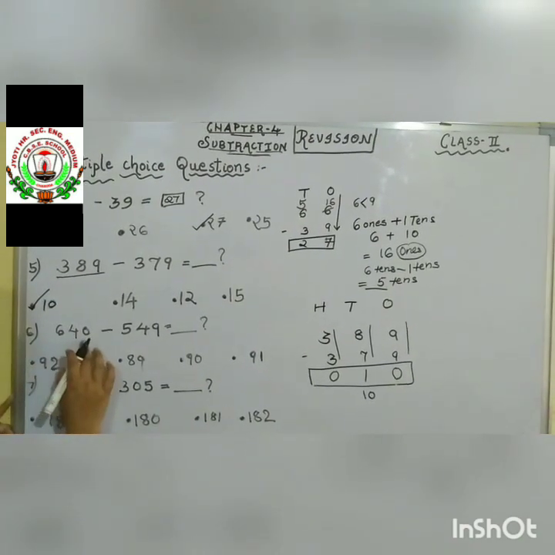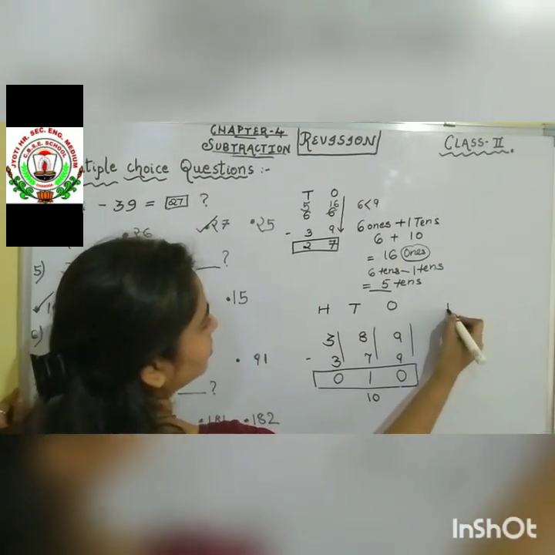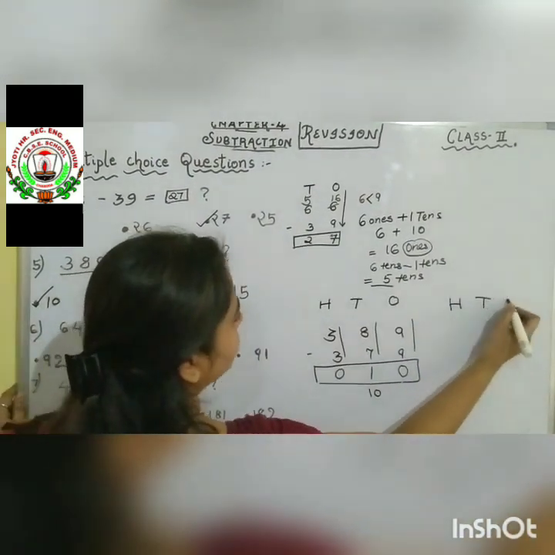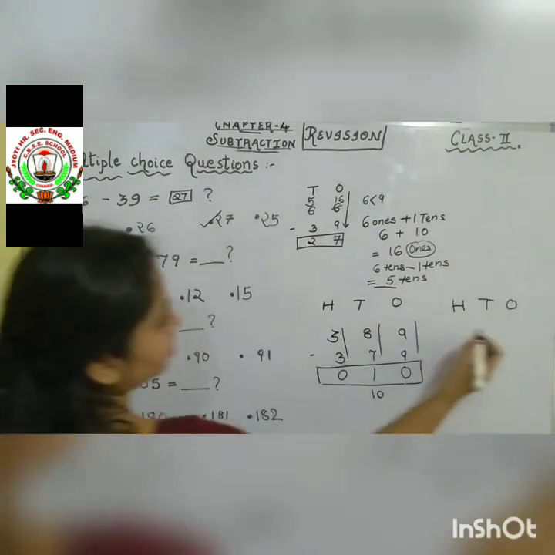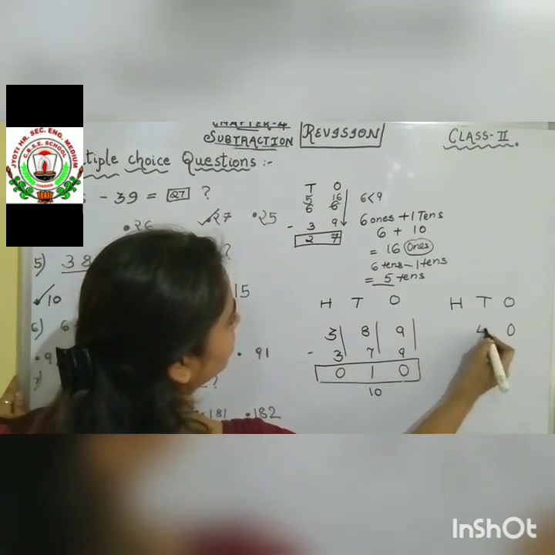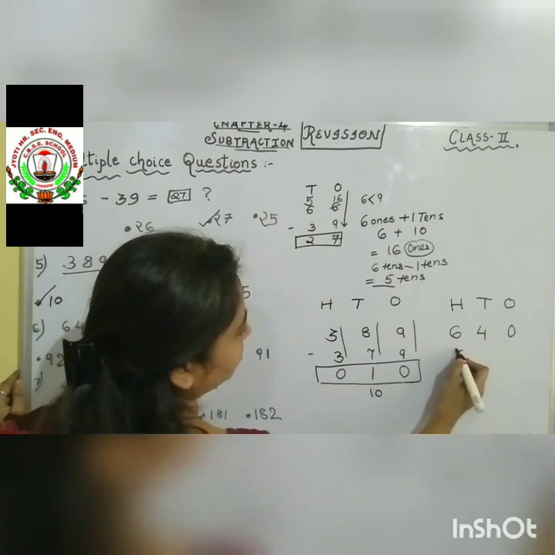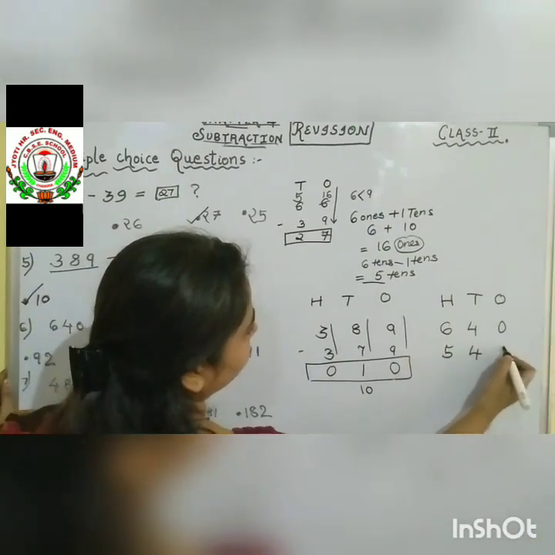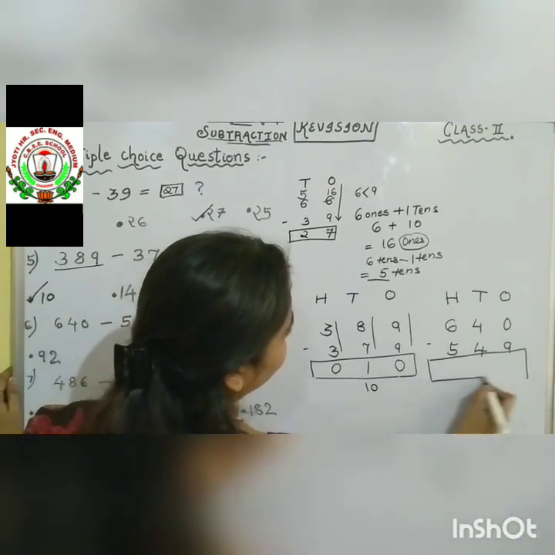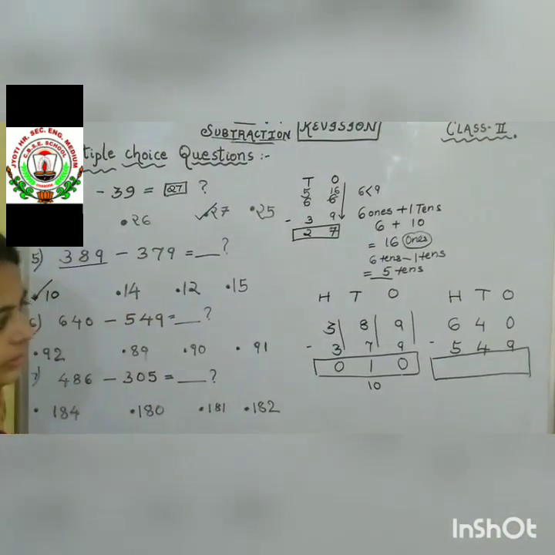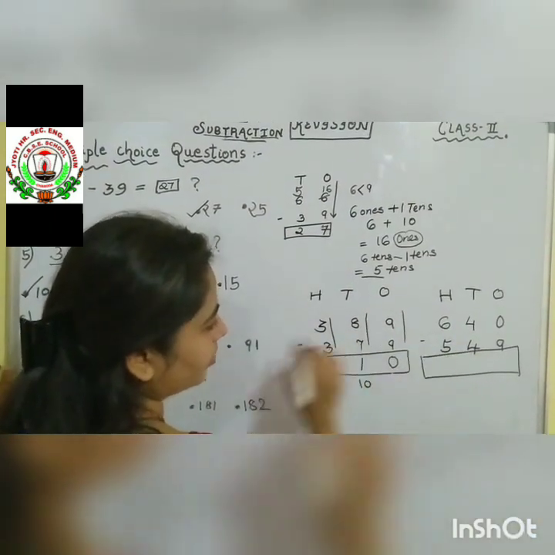Next question is 640 minus 549. Again 3 digits. Let us see. Hundreds, tens and ones. Okay. 640. Then 549. So, how to do this, children? Can you tell me how to do this? Start from the ones place, then tens place, then hundreds place.